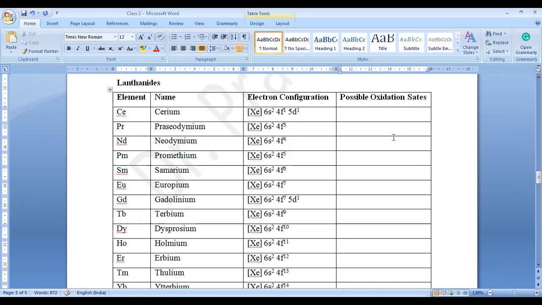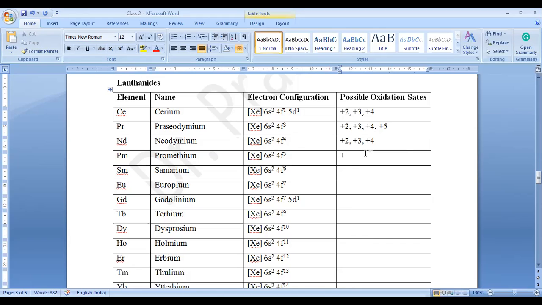The possible oxidation states for lanthanides: lanthanides start with cerium. For cerium, plus 2 is possible, plus 3 is possible, plus 4 is also possible. In the case of Pr, it has plus 2, plus 3, plus 4, and plus 5 is also possible. Then Nd, neodymium, can have a plus 2 oxidation state, plus 3, and it can have plus 4 oxidation state also.